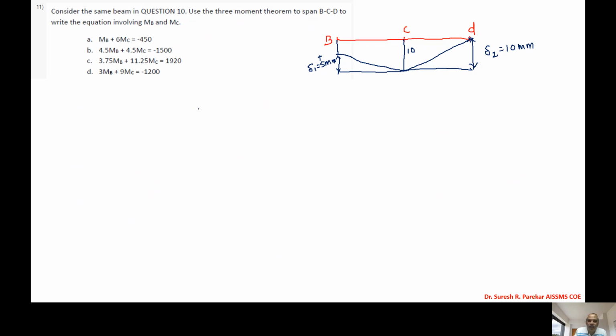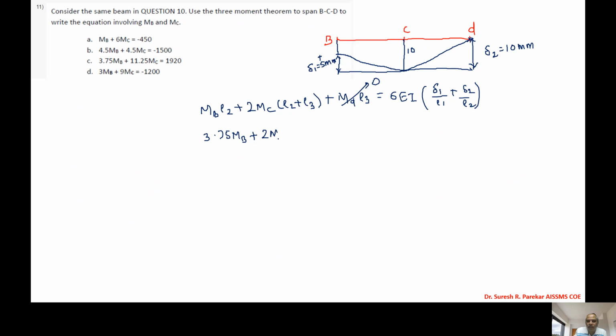And now if I write the equation, then I have MB L2 plus 2MC (L2 plus L3) plus MD into L3, which is equal to 6 EI (delta 1 upon L1 plus delta 2 upon L2). Now this is 0 because the end support is simple. Then we have 3.75 MB plus 2 MC into (3.75 plus 3.75) equal to 6 into 80,000 in bracket, delta 1 is 5 into 10 raised to minus 3, L1 we have 3.75.